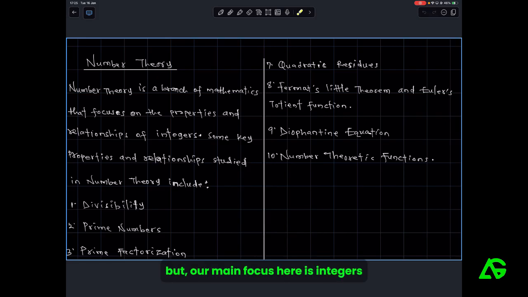But our main focus here is integers. Let me give an example of an integer. For integers, we use the symbol Z to denote that set. That set consists of whole numbers: positive whole numbers, zero, and negative whole numbers. Those are the constituents of that set.